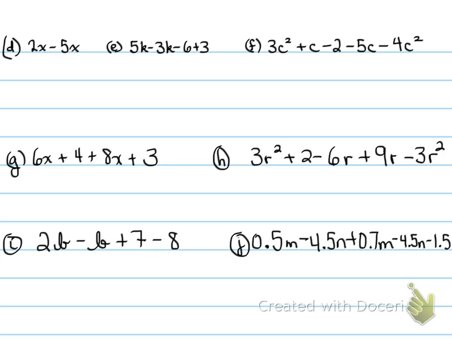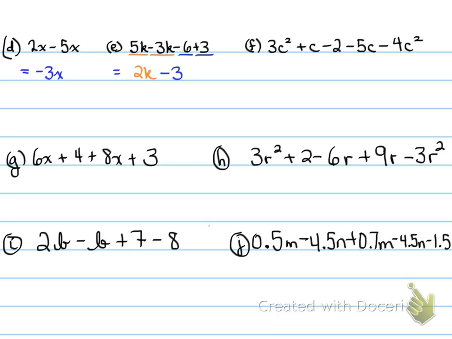Here we go. 2x minus 5x is going to give us negative 3x. That's pretty straightforward. Let's move on. 5k minus 3k are like terms, so that will give us 2k. Minus 6 plus 3 are like terms, and that gives us negative 3.